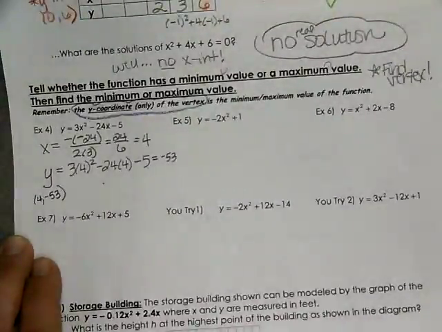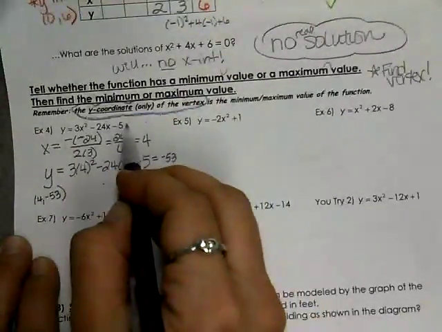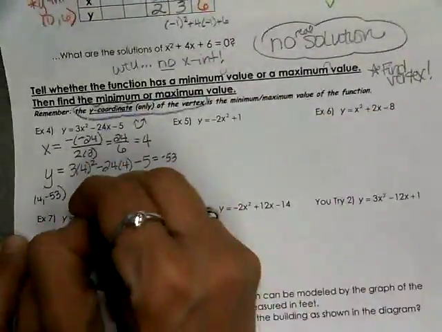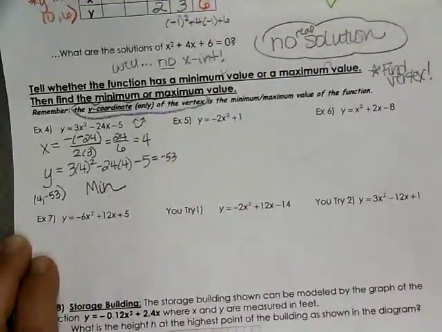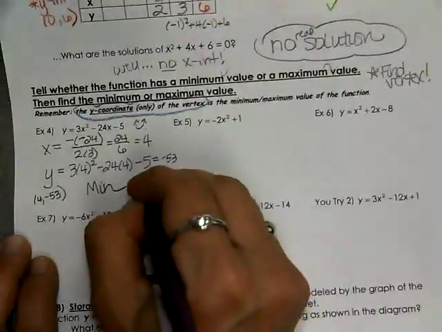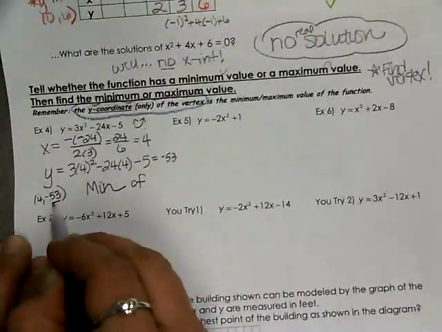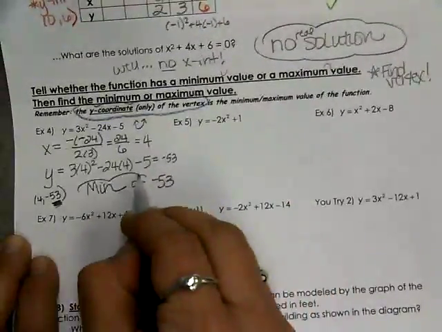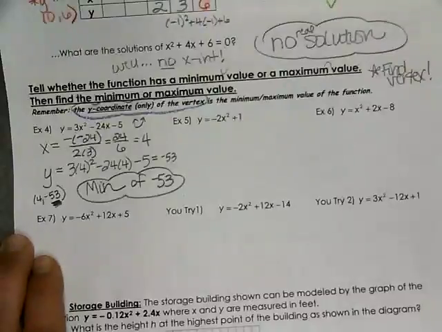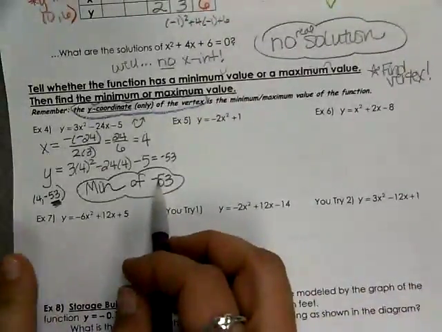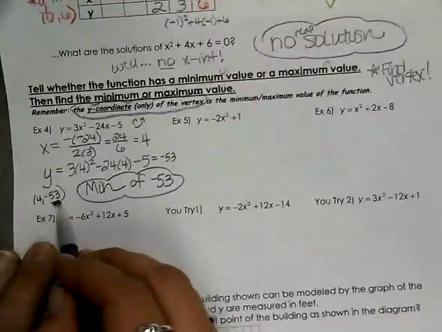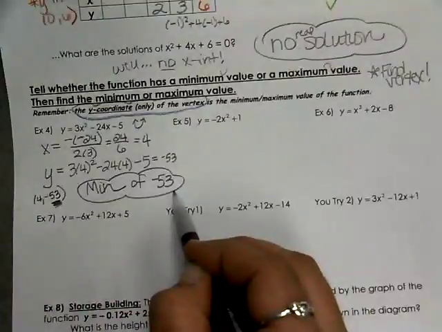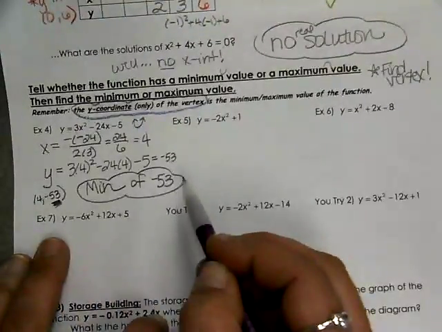First, we have to decide if it's going to have a min or a max. Our a value is positive, so it's going to open upward. That means we're going to have a minimum. And the minimum value is the y coordinate of our vertex. So the minimum is negative 53. That's our answer. It's really just finding the vertex, just like in other problems. Once you know the vertex, depending on the direction it opens, you know if it's a min or max, and the y value is the value of the min or max.